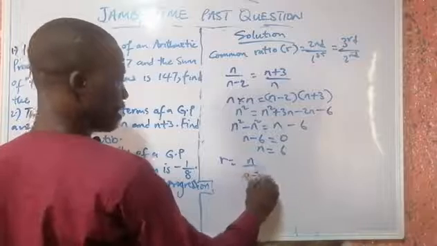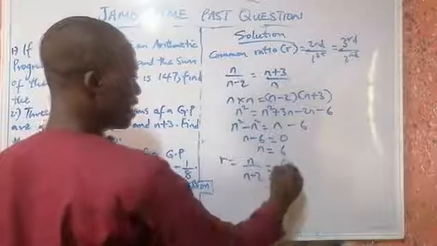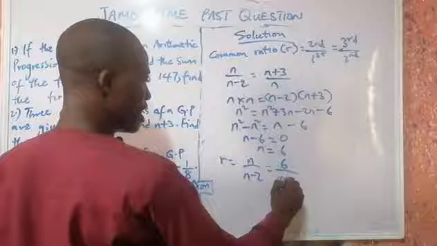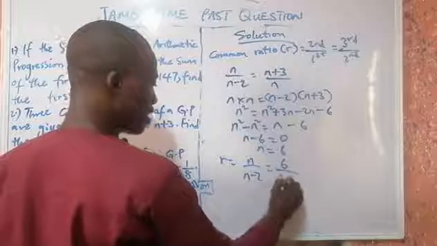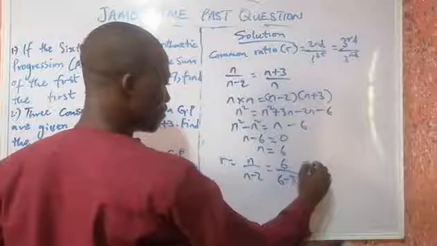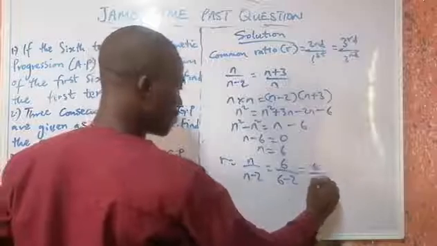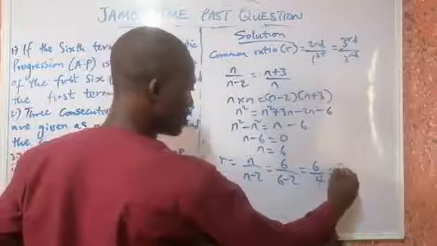That's n over n minus 2. And what is my n? My n is 6. I have what? N, which is what? 6 again, minus 2. So that will give me 6 over 4. And then that will give me 3 over 2.